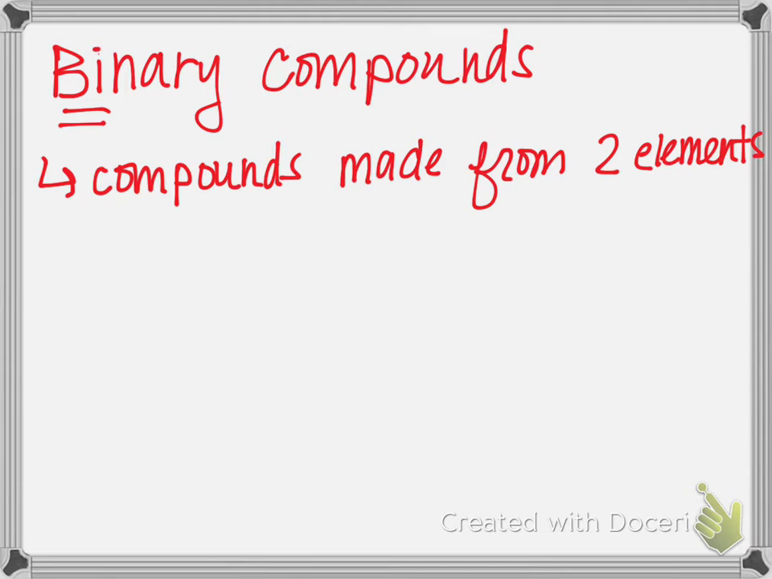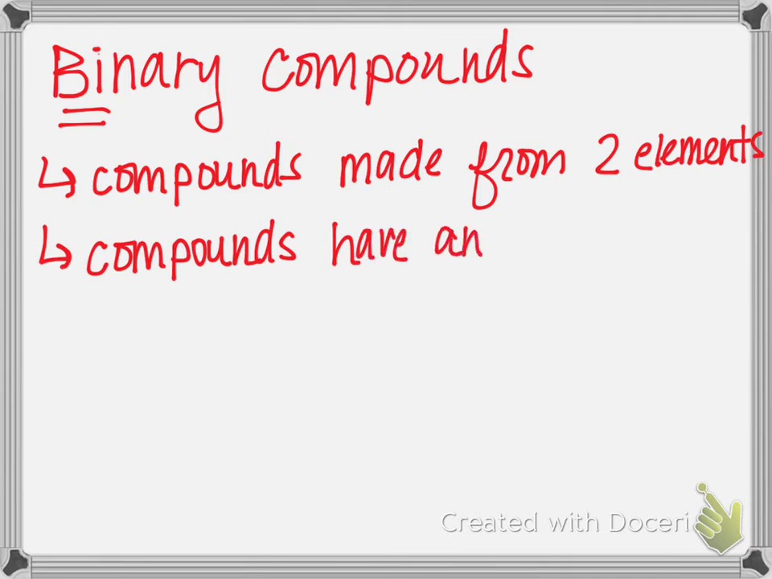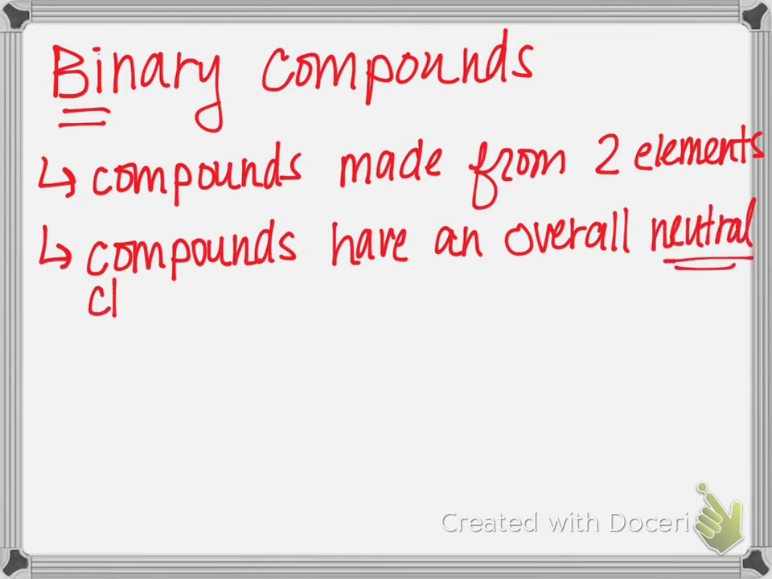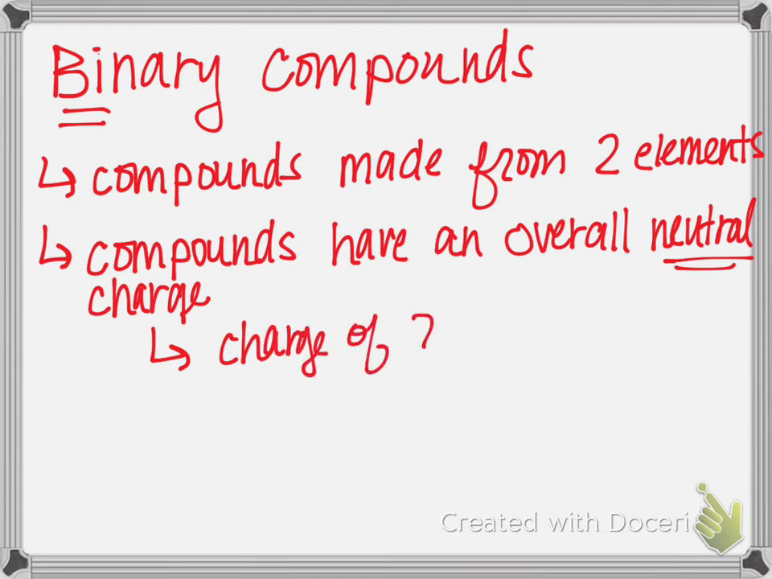Okay, we need to know that binary compounds are made of 2 elements, and we need to know that these compounds have an overall neutral charge. So when we say they have a neutral charge, that means a charge of 0. That means our positive charge has to equal our negative charge. Okay, they have to cancel each other out.